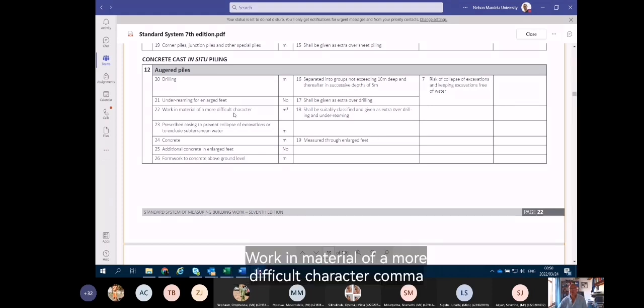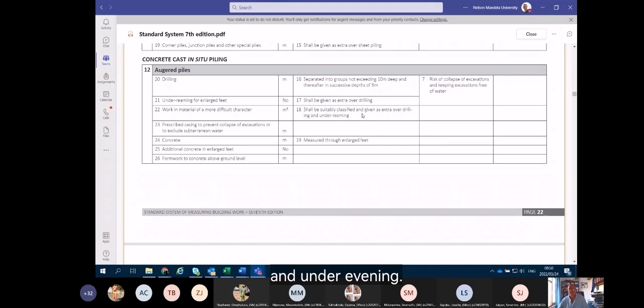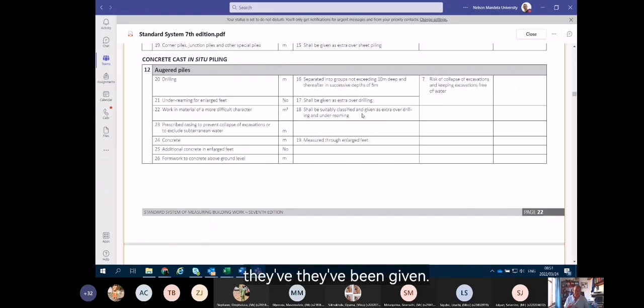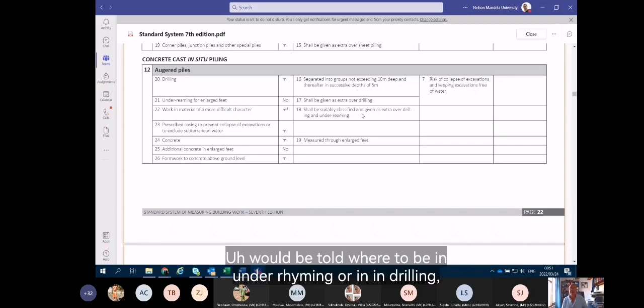Work in material of a more difficult character shall be measured in meters cubed, and it shall suitably be classified and given as extra over drilling and under-reaming. The same way that we've done in our normal excavations, we would use this as extra over. We'd measure that extra over, and if it's in soft rock or in hard rock, we'd be told where it would be, in under-reaming or in drilling, and we'd measure that in meters cubed.